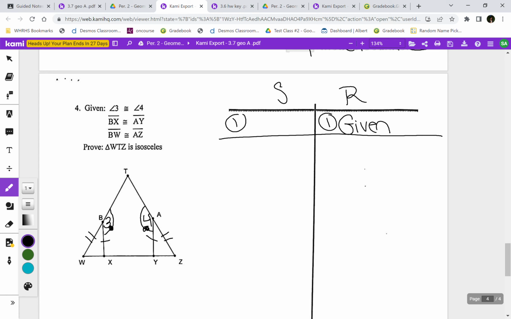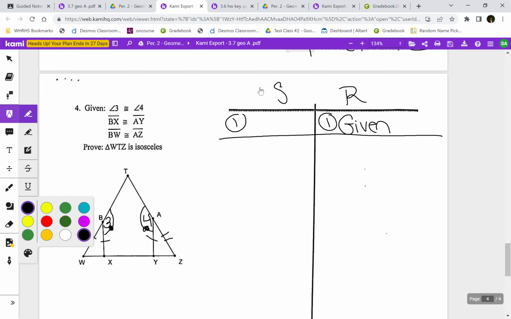Now, we are trying to prove that triangle WTZ is isosceles. In order to prove triangle WTZ is isosceles, we need to show two sides congruent. If we show two sides congruent, then we can say it's isosceles. I will tell you, moving forward, from this day forward, the most likely way to get sides, legs congruent is to prove base angles first. So that's usually how things are going to have to work.